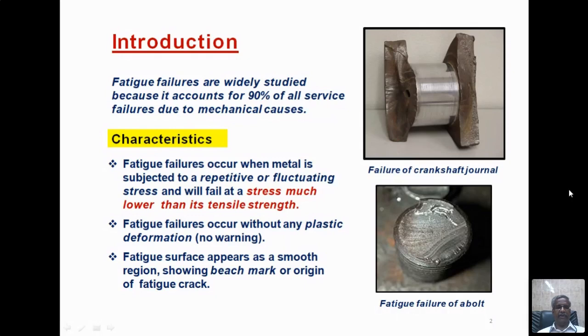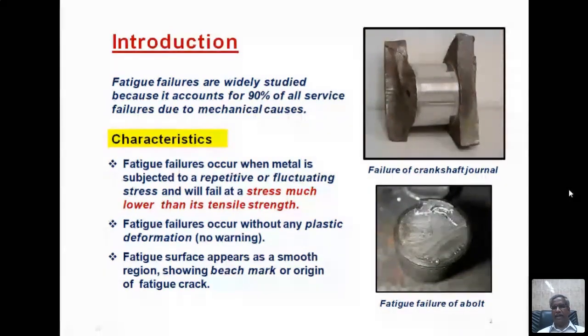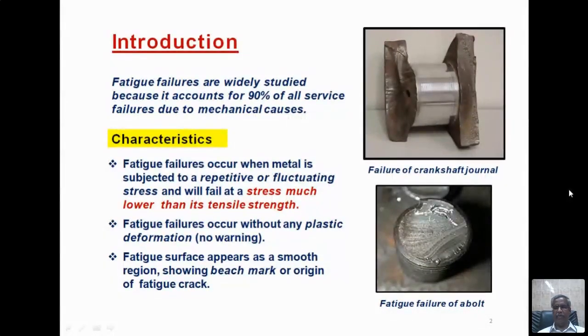And the third one is that the fatigue surface appears as a smooth region showing beach marks or the origin of the fatigue crack. I'll come back to what beach marks are when we discuss fatigue crack growth behavior, and you can understand. If you look at these figures, photos of a crankshaft failure and fatigue failure of a bolt, you see the surface.